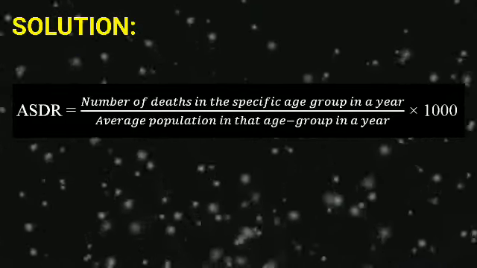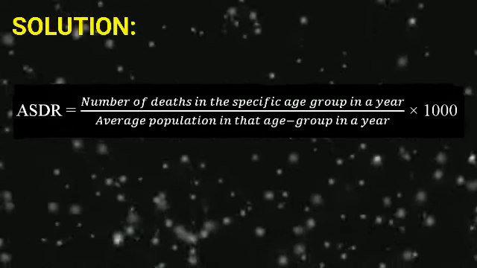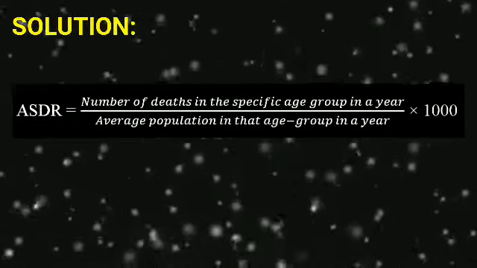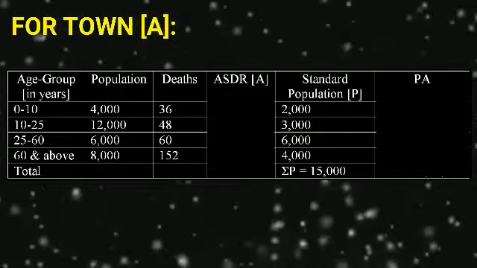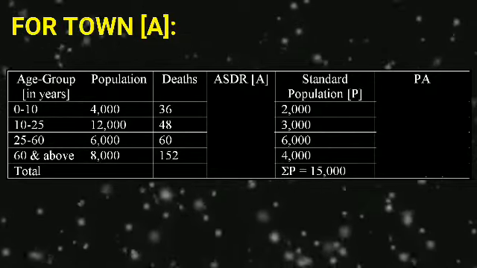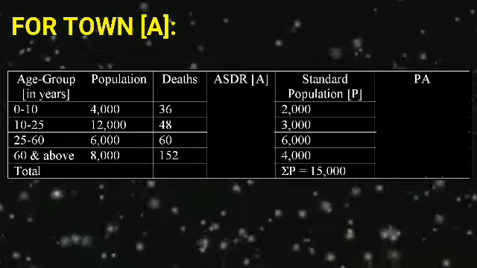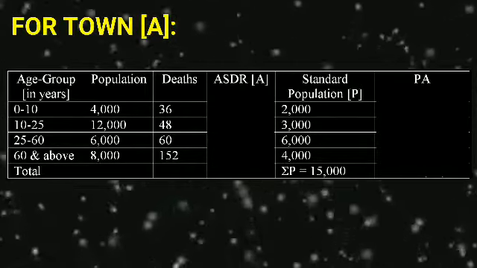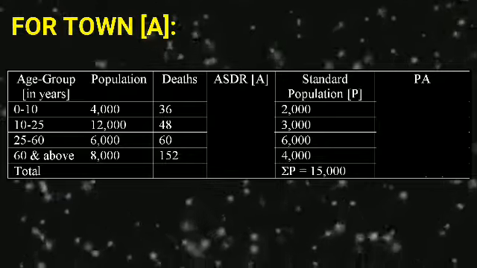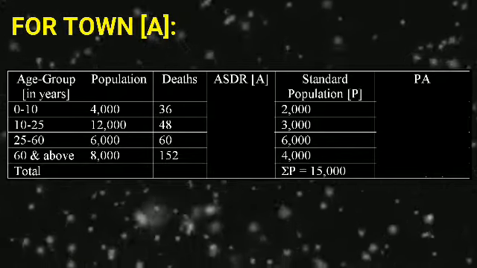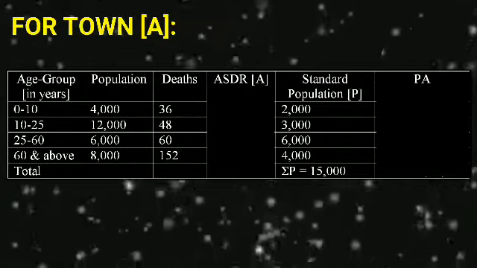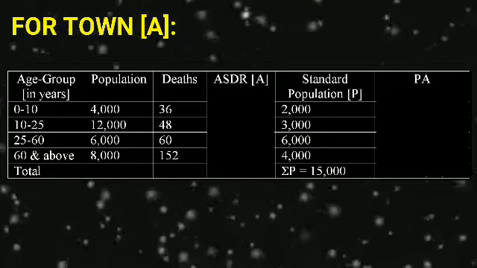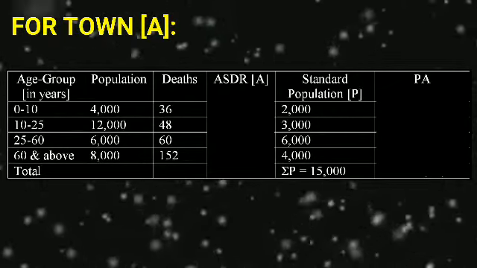Now, after writing the formula, take a side heading as town A, because here we are finding standardized death rates for the first town. For town A, draw one more table and copy the data which is relevant to the first town A. In the next table, consider all the age groups which are given in the question. Consider the population of town A, because we are computing STDR for the first town, which is A. So, consider the population of town A, consider the death rate of town A, and then find all the ASDR values for the first town.